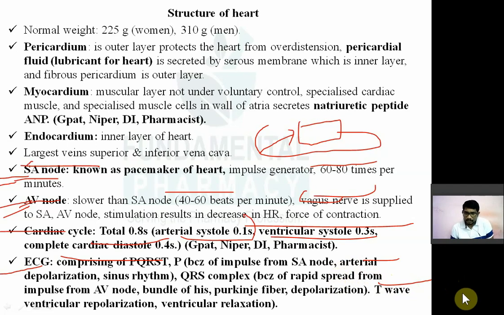Then the T wave is because of ventricular repolarization, that is nothing but ventricular relaxation. Okay, so this is the cardiac cycle and ECG.